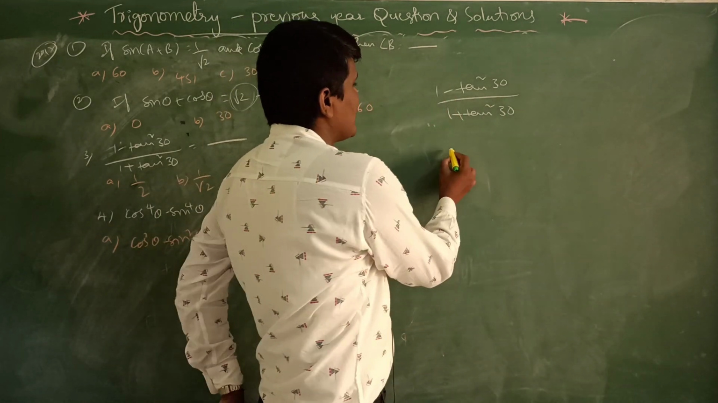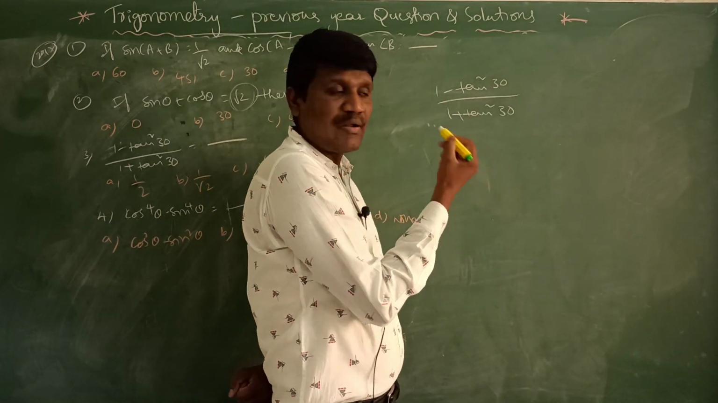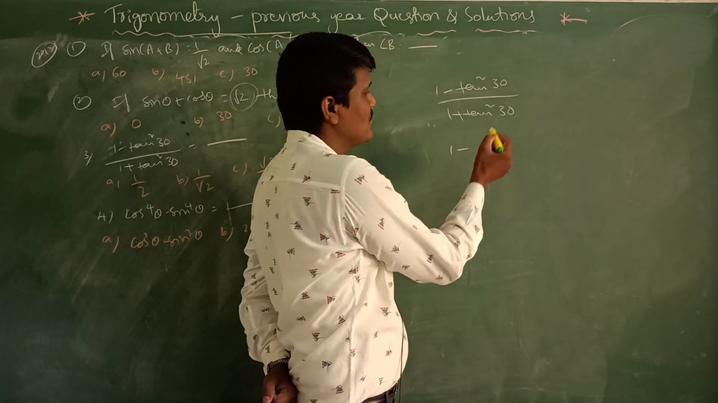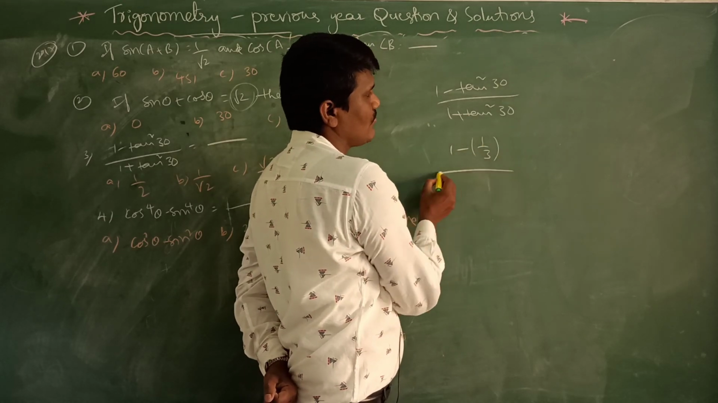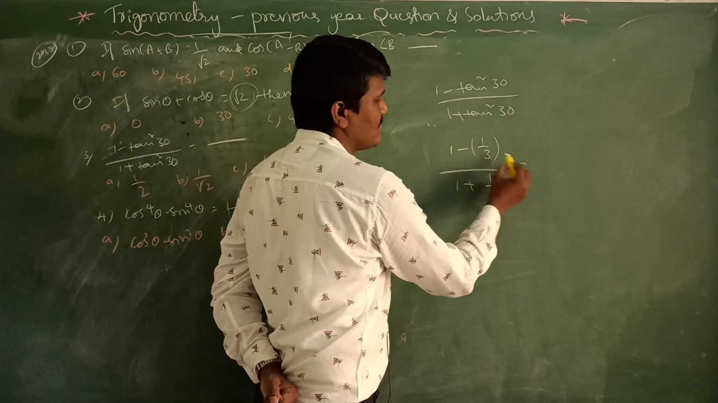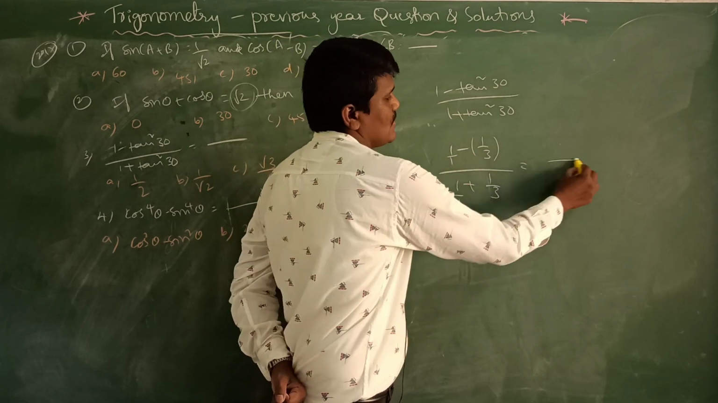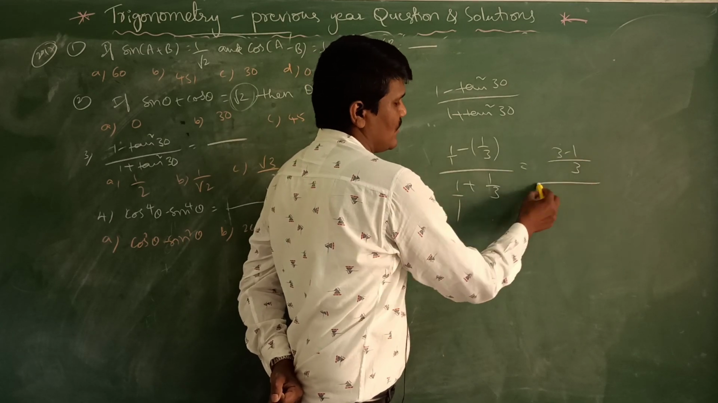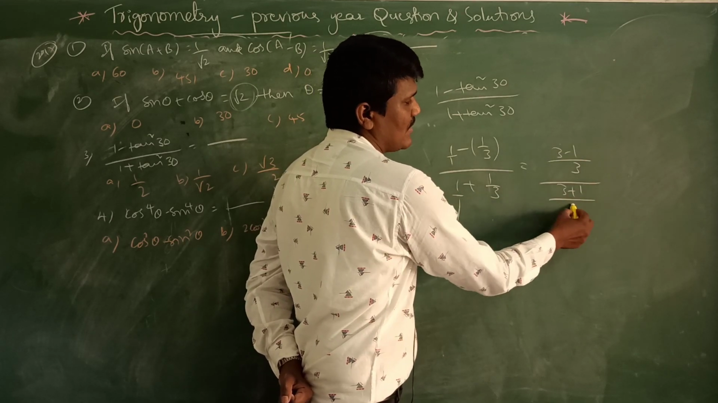So 1 minus tan square theta is 1 minus tan 30 value, 1 by root 3. 1 by root 3 whole square is 1 by 3, so 1 minus 1 by 3 over 1 plus 1 by 3. You take the LCM. So 3 is the LCM: 3 minus 1 by 3, and 3 plus 1 by 3.